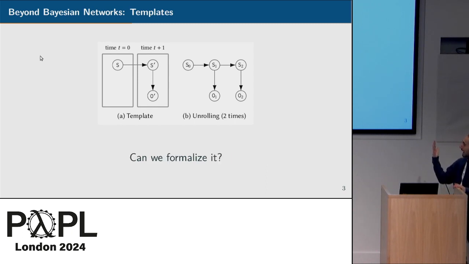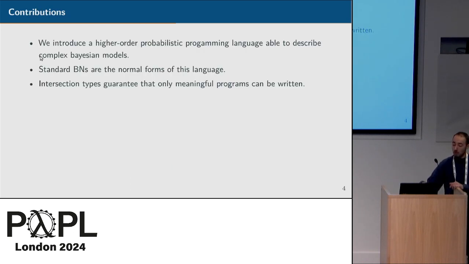So can we formalize all this? This is our contribution. Part of our contribution is in formalizing this kind of notation using tools from programming languages theory. We introduce, first of all, a higher-order probabilistic programming language, which is able to describe complex Bayesian models, such as this template notation. We can encode recursion inside our probabilistic programming language, so we can describe arbitrarily complex models, let's say.